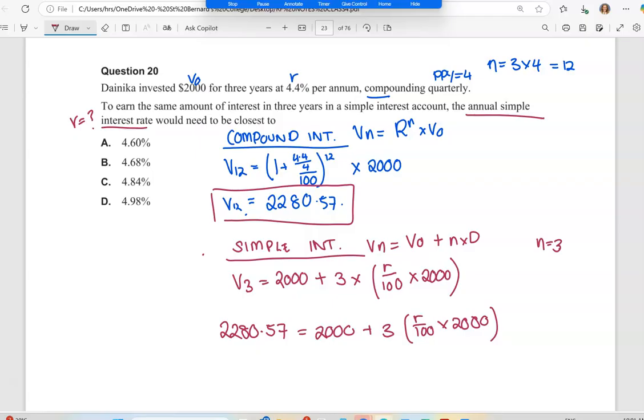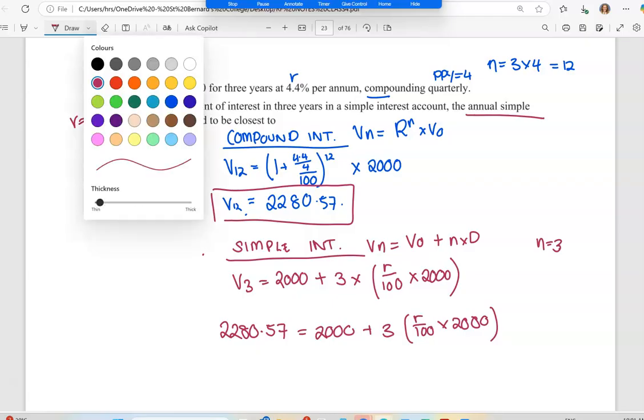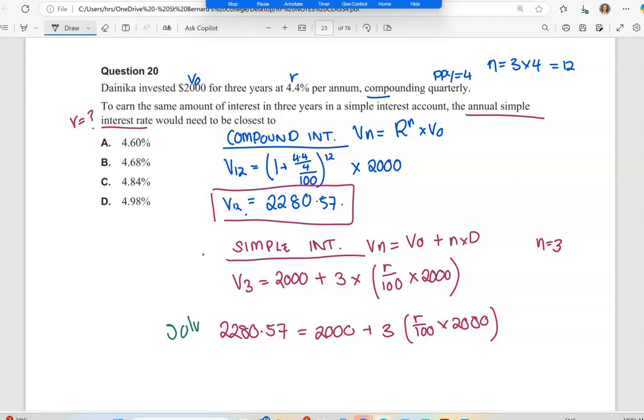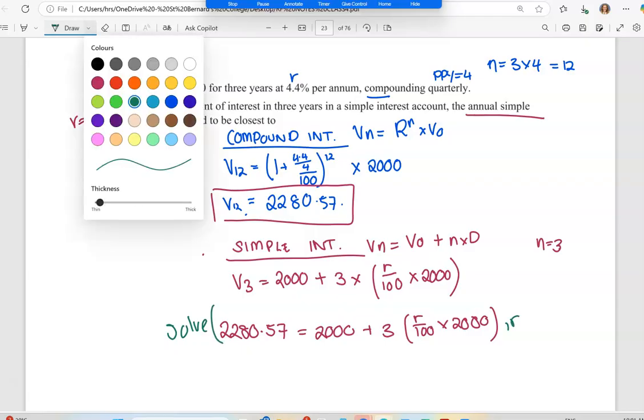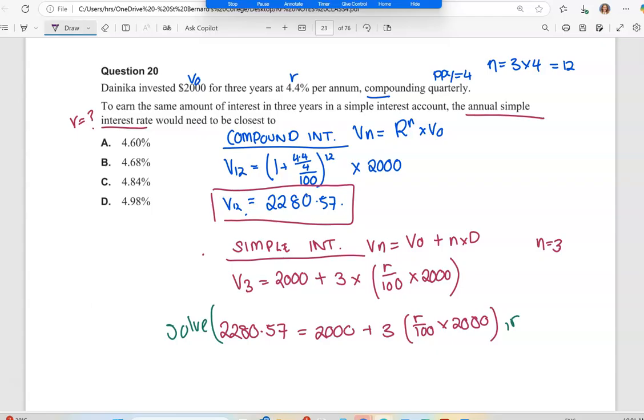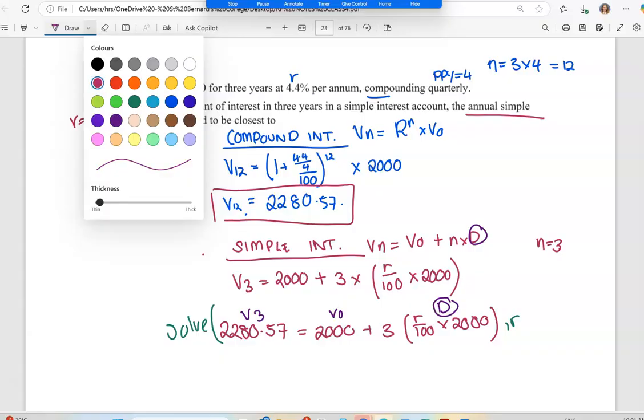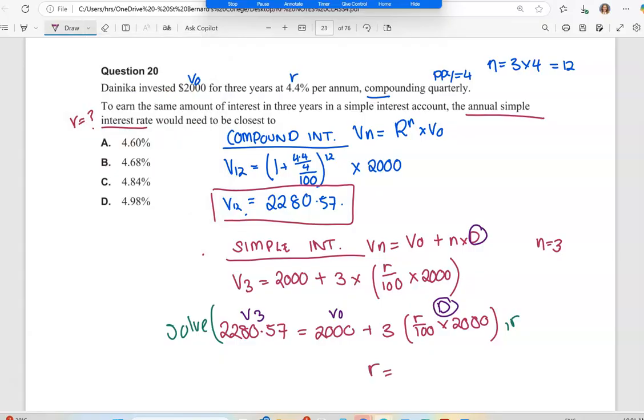And I'm just going to do solve, comma, R. So just so if you're not aware, this is the formula for D there. Yeah? So I found that. This is obviously V0 and that was V3. So when you solve for that, you get R to equal 4.68%. And that's how I get that one.